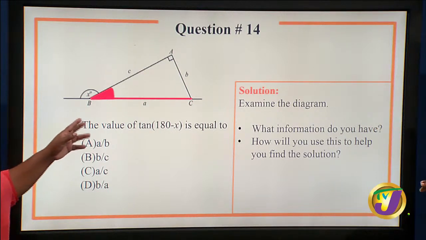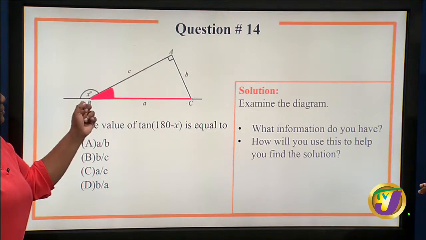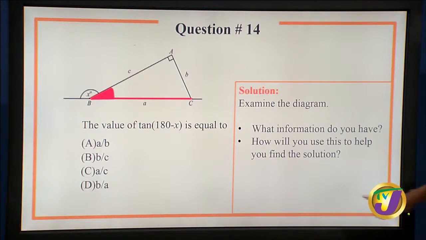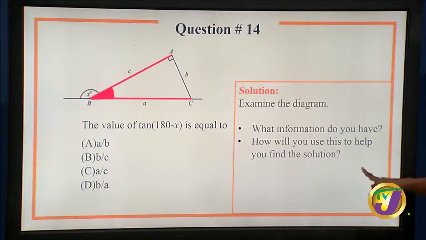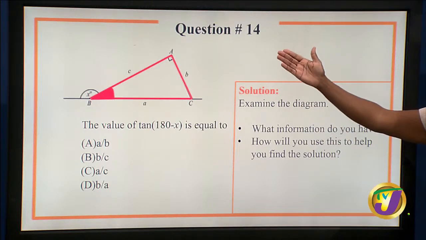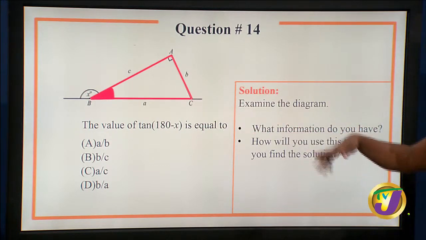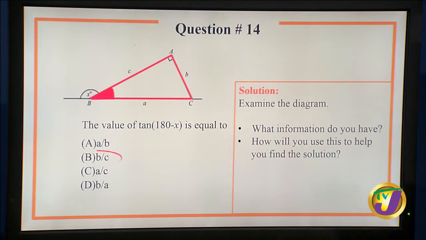The right angle is right there. It means, therefore, that BC is the hypotenuse being formed right here. We have the hypotenuse, we have the adjacent to the angle of focus, and of course, we have the side that is opposite. So tan would be opposite divided by the adjacent.